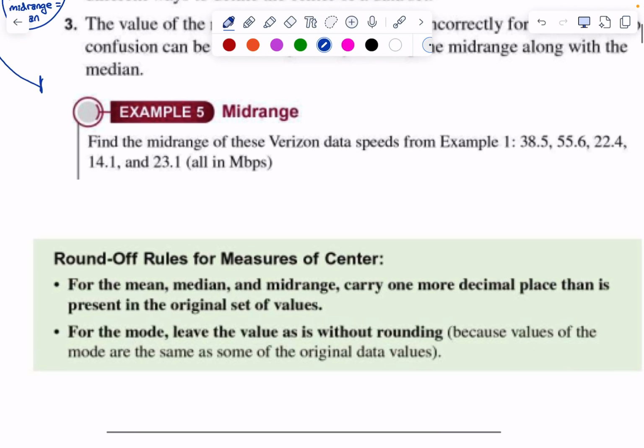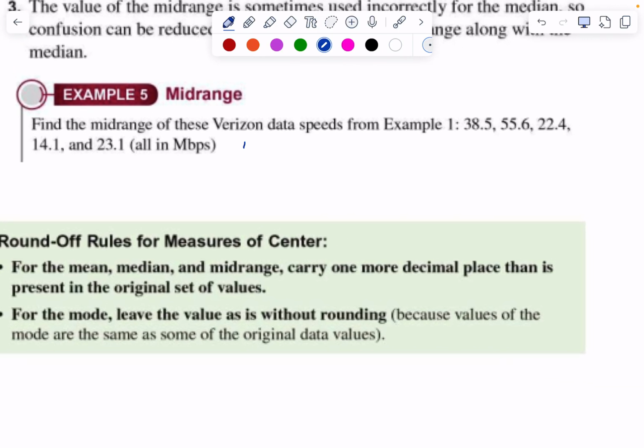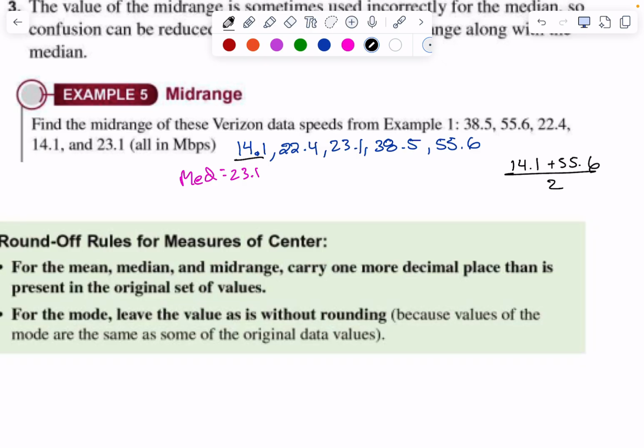Okay, let's do this one and then we'll be done. Find the mid-range. I got to put these in order again: 14.1, 22.4, 23.1, 38.5, and 55.6. We said the median, the middle number, was 23.1, but what should the middle number be? If I add 14.1 plus 55.6 and I divide by 2, what should that middle number be? 34.85. That is the mid-range. Got it? 34.85 is what the middle number should be.